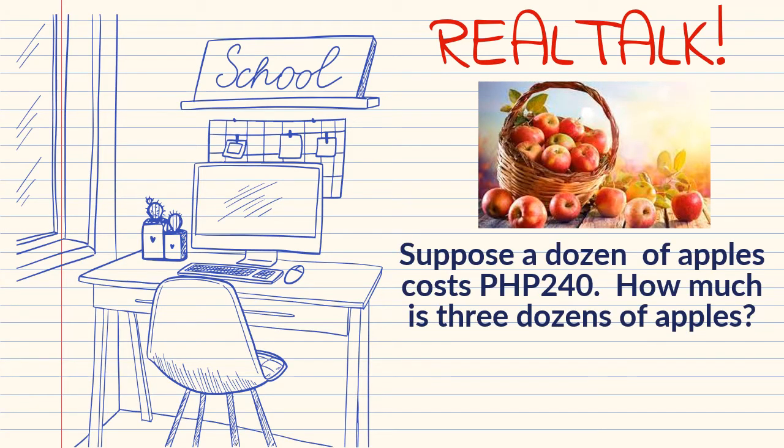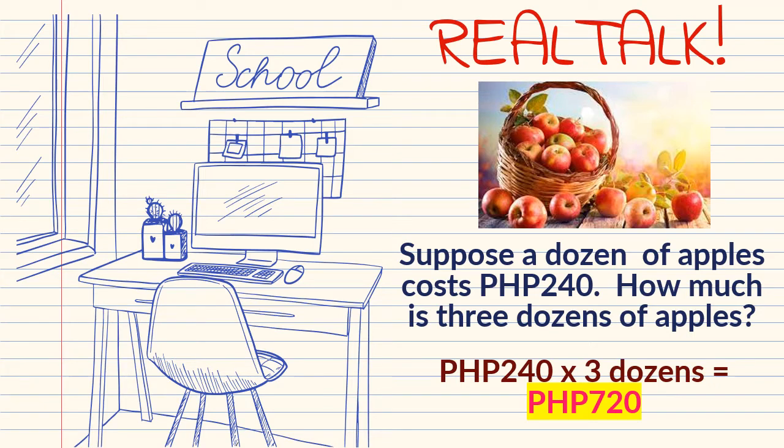Suppose a dozen of apples costs 240 pesos. How much is 3 dozens of apples? 240 pesos times 3 dozens is equivalent to 720 pesos. If you do that, you are also implementing proportion.